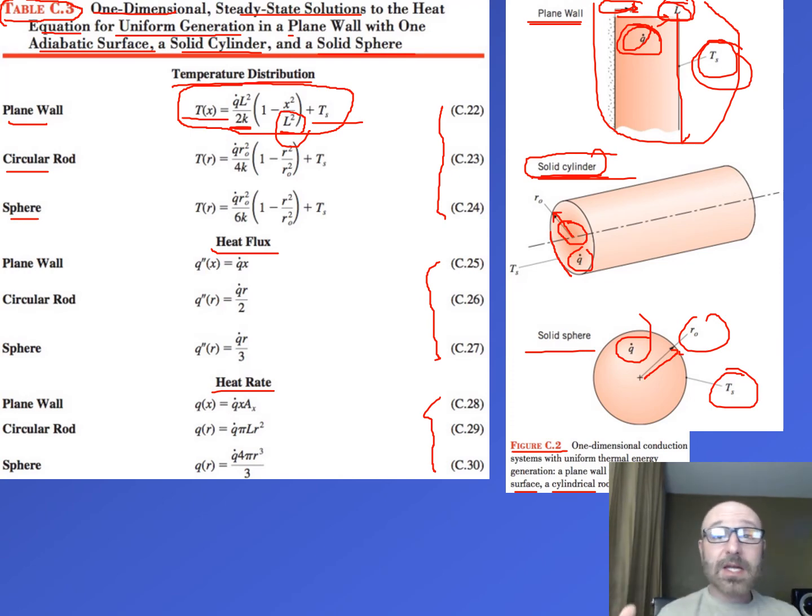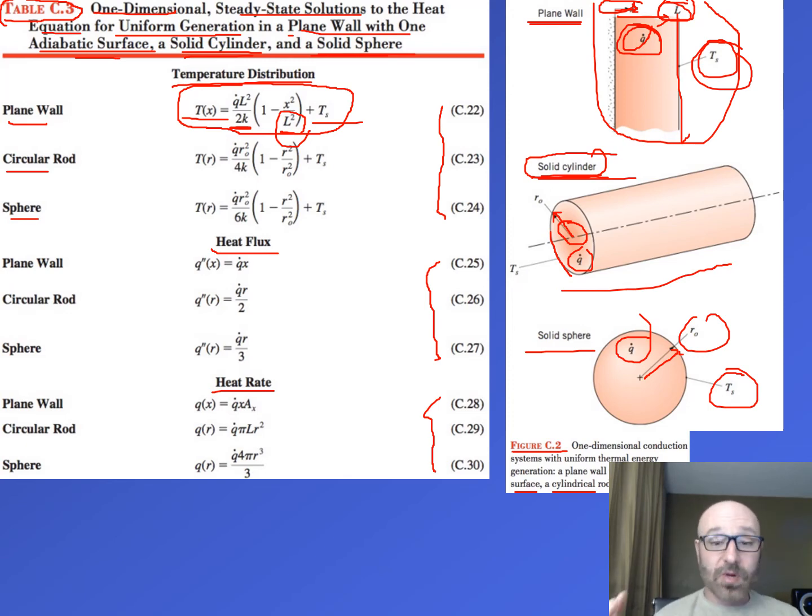But what we want to pay attention to, when we're going back to these tables, is that we're utilizing the right diagrams with the right equations. This is just for a plane wall with an adiabatic back surface, solid cylinder, and solid sphere. If they have a wall to them and it's not solid like that, we need to go back to table C2 and our other diagrams. If we're dealing with this one right here, we need to look at these diagrams here.